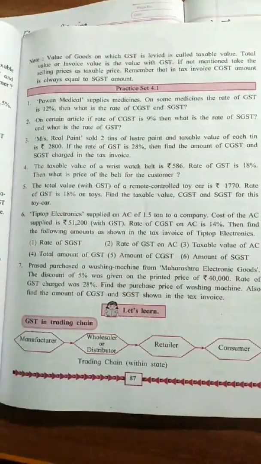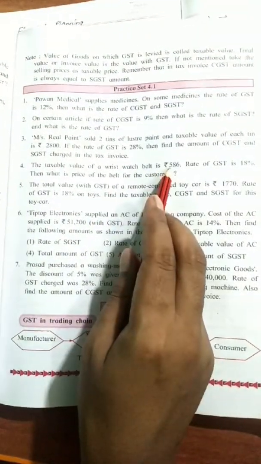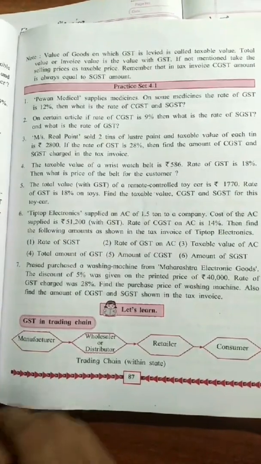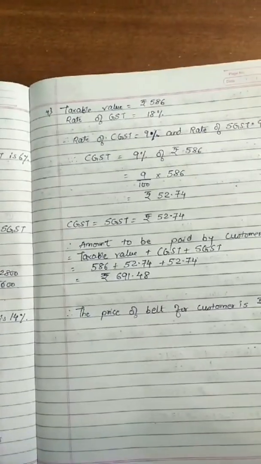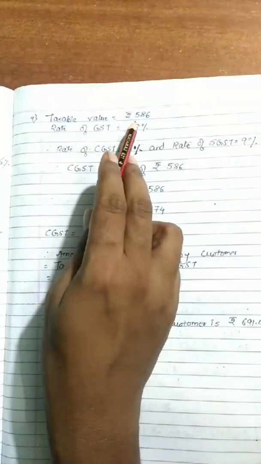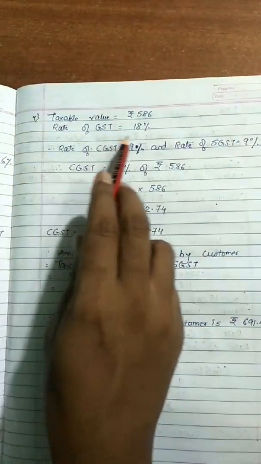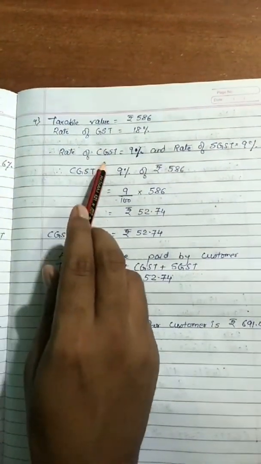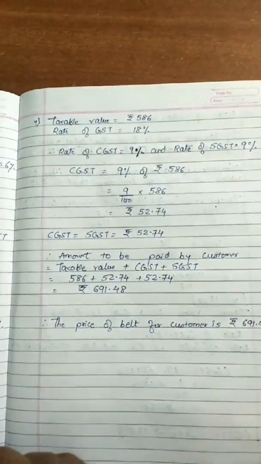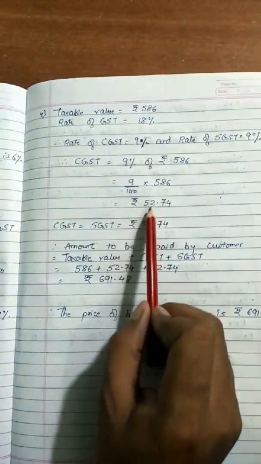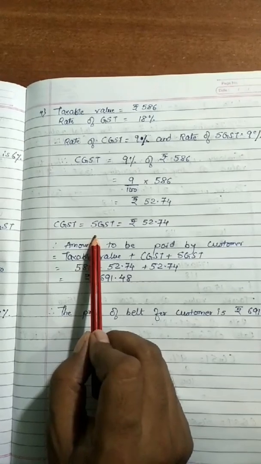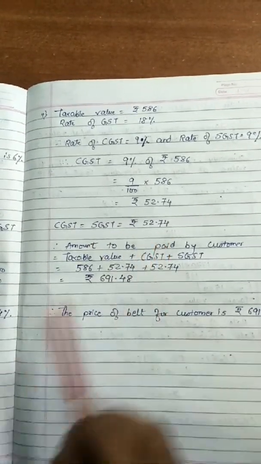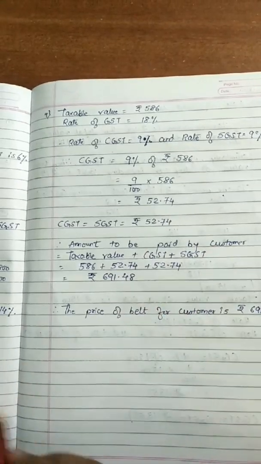Sum number 4: the taxable value of a wristwatch belt is 586. Rate of GST is 18%. Then what is the price of the belt for the customer? It's very simple. Taxable value is 586, rate of GST is 18%, so 9% SGST and 9% CGST. 9% of 586 gives 52.74. So CGST equals SGST equals 52.74.